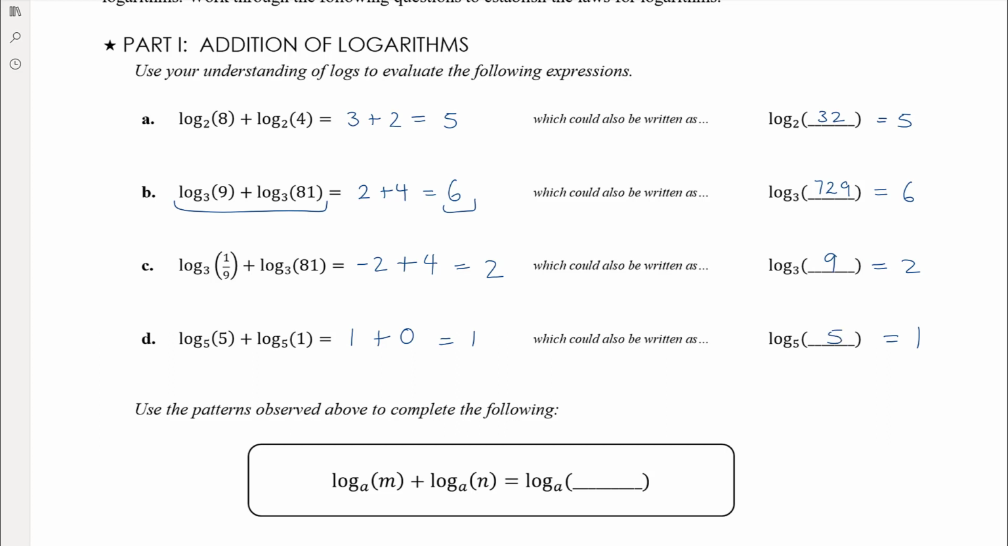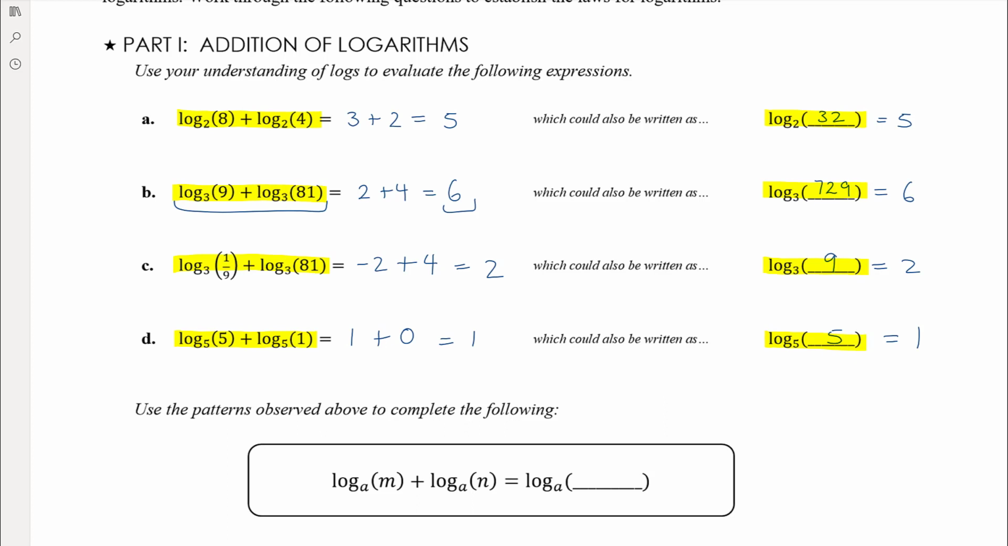Okay, so what we're seeing here is that log base 2 of 8 plus log base 2 of 4 is the same as log base 2 of 32. Log base 3 of 9 plus log base 3 of 81 is the same as log base 3 of 729. Log base 3 of 1/9 plus log base 3 of 81 is the same as log base 3 of 9. Log base 5 of 5 plus log base 5 of 1 is the same as log base 5 of 5.